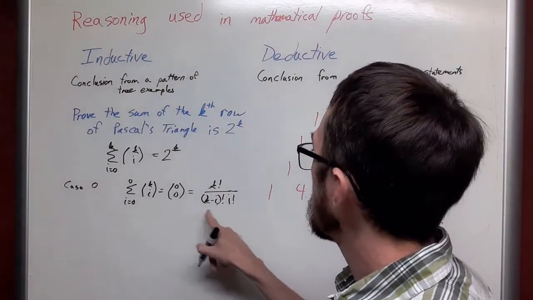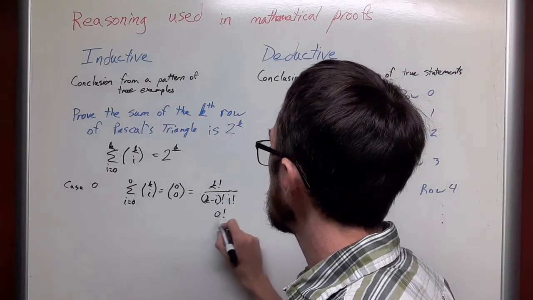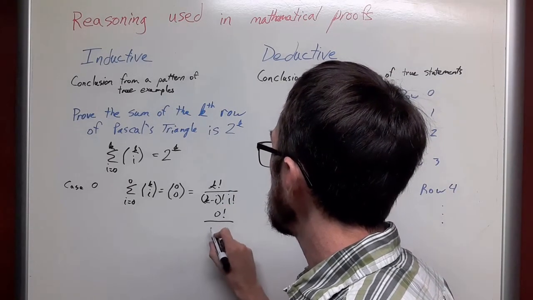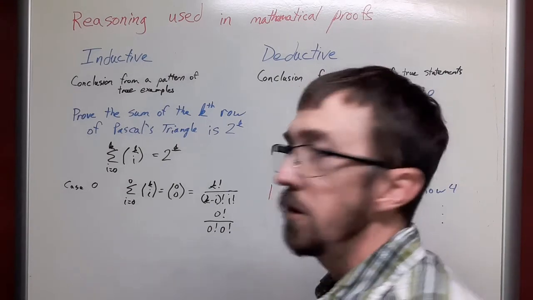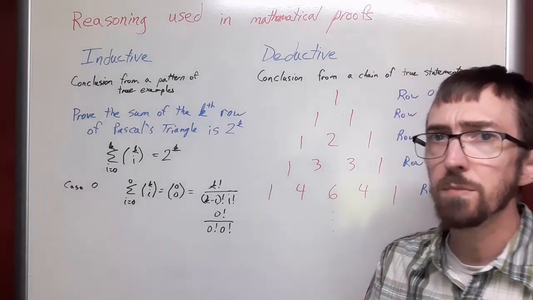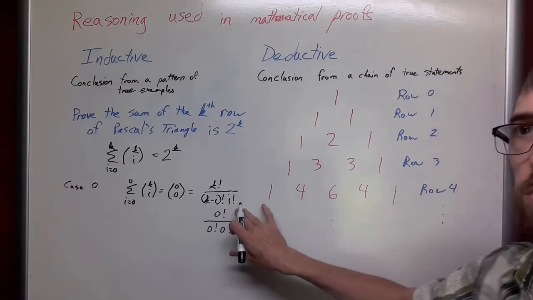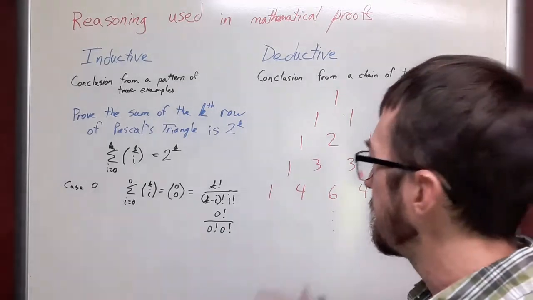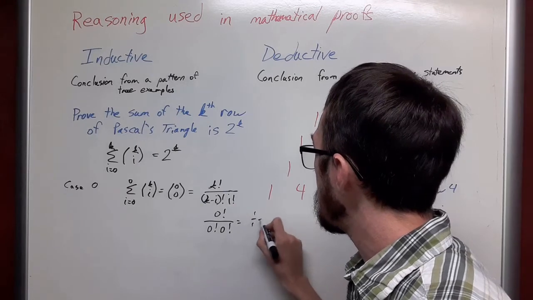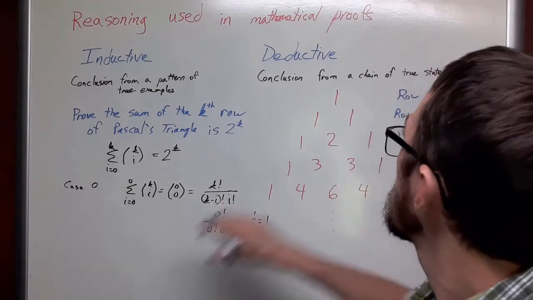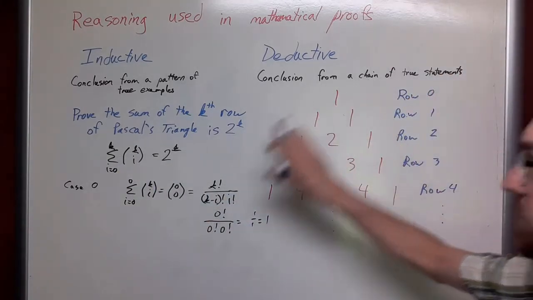So I'm going to replace all my variables here by 0. I have 0 factorial, 0 minus 0 is 0 factorial, and 0 factorial. Something you may or may not remember if you've done this before is that 0 factorial is defined as 1. So this is going to be 1 over 1, which equals 1. That means the left-hand side is equal to 1, which is what we were looking for.